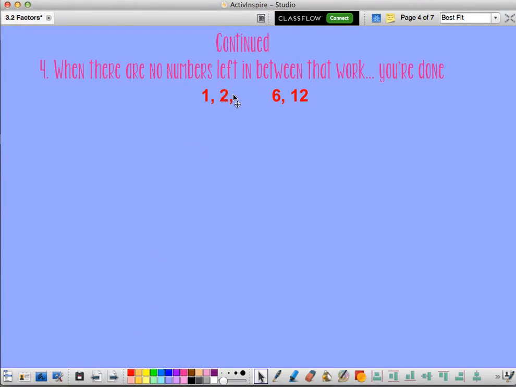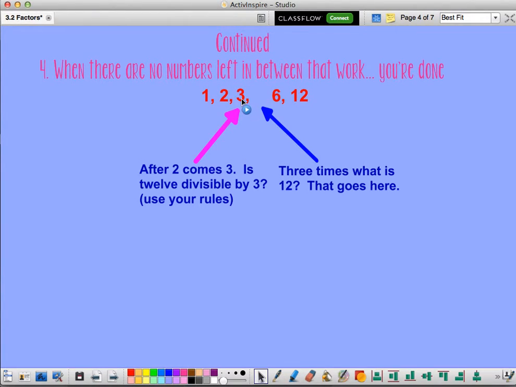Okay, we keep going then, and we look at the next number. So here I have 3, and I have to think what times 3 gives me 12. Well, I know that 3 times 4 gives me 12, so what I'm going to do here is look at if I have any more whole numbers in between 3 and 4. Since there are no whole numbers between 3 and 4, I know that I have to be done. So all of my factors for 12 are 1, 2, 3, 4, 6, and 12.